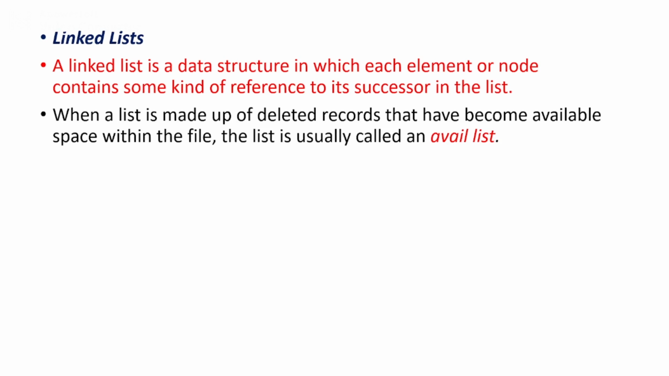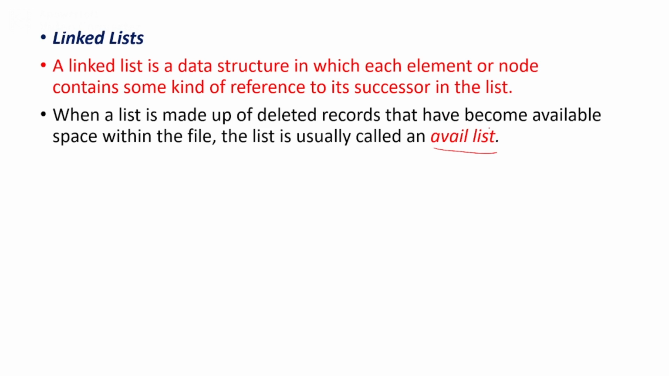It can meet both of those needs. How? A linked list is a data structure in which each element or node contains some kind of reference to its successor in the list. When a list is made up of deleted records that have become available space within the file, we usually call it an avail list. If you have space that is made into a linked list, we call it an avail list.